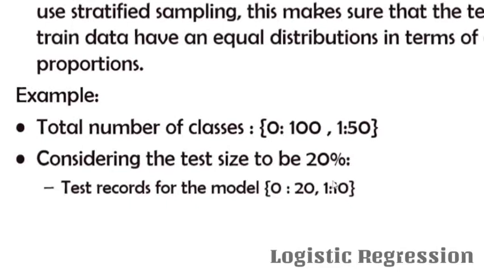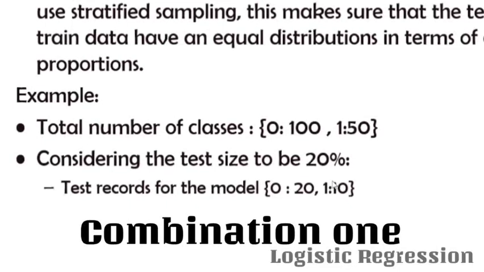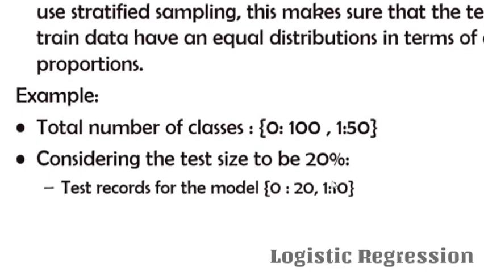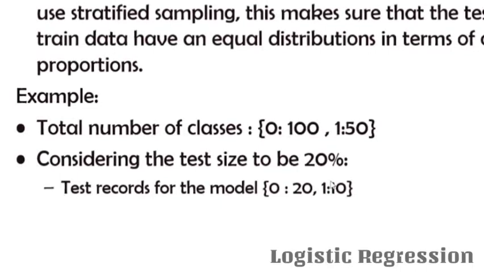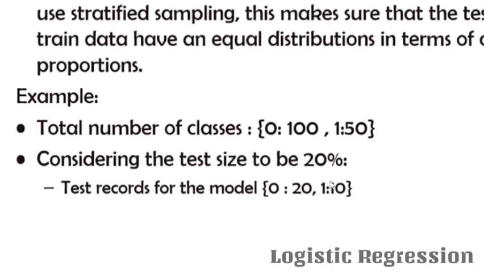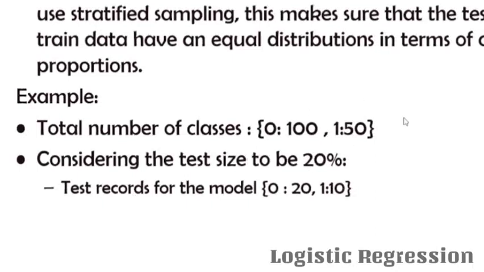Here, if you go with combination one, then 20% would be randomly selected. It's not like the first 20% will be selected. If it is the first 20% out of 100, then it is 20, but it is not like that. Rather, it will be selected randomly. When it is selected randomly, we won't have equal distribution between these two classes.